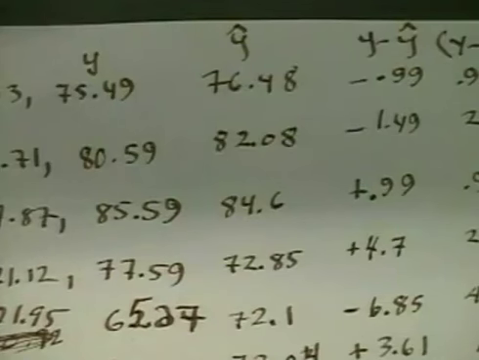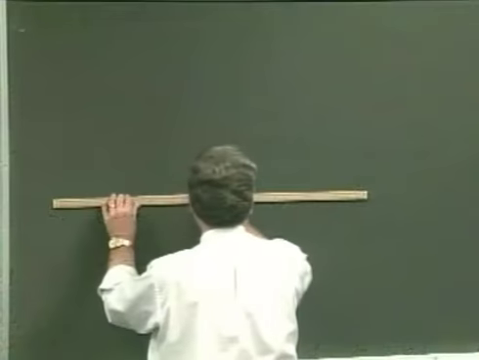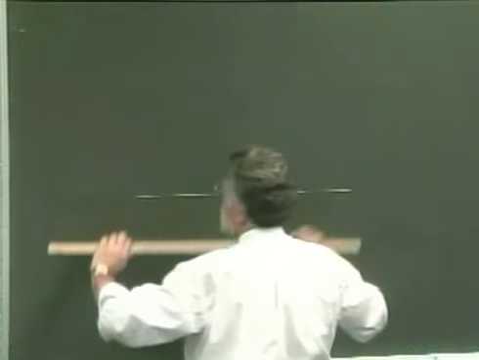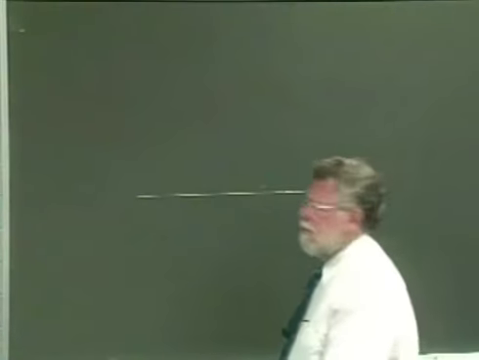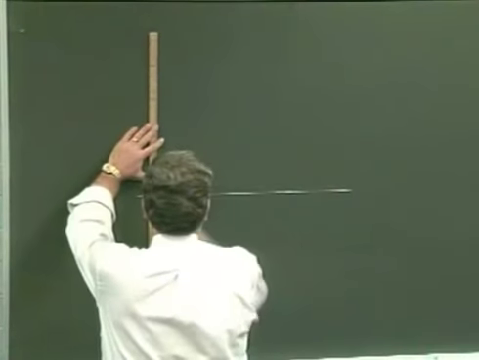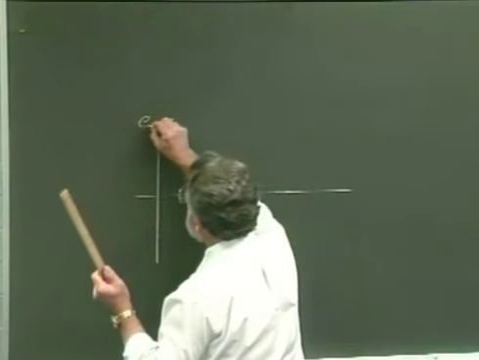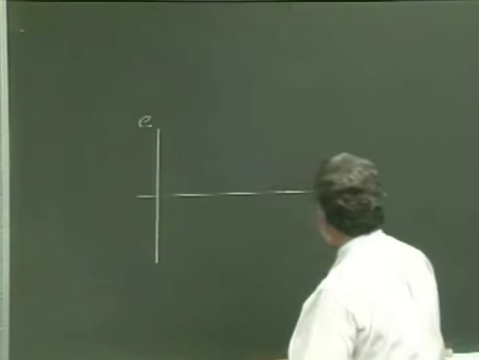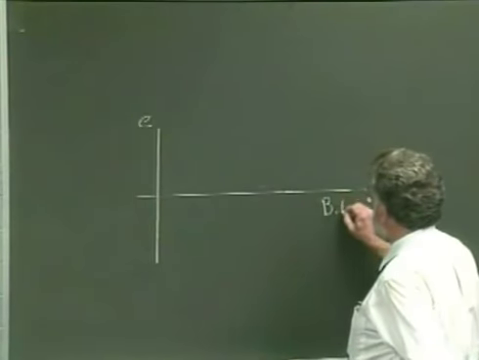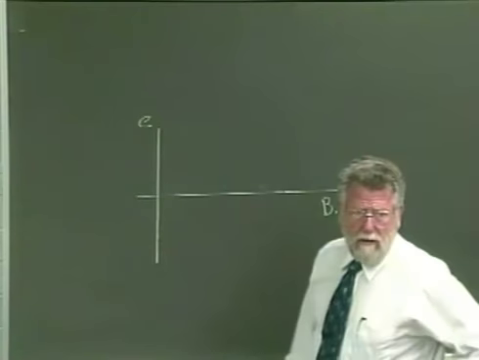And I am bound and determined not to have this thing look skewed because of the way I'm drawing it, even though the camera may give that impression. So I'm going to draw a horizontal line. Okay, not too bad. And I'm going to have a vertical line, and I've indicated this is the value of E. And here are going to be my birth rates. So that'll be my horizontal.